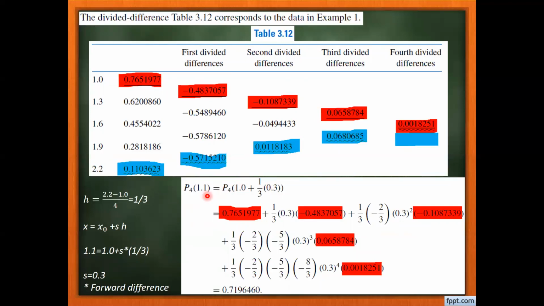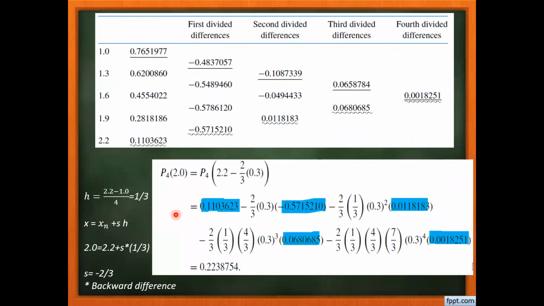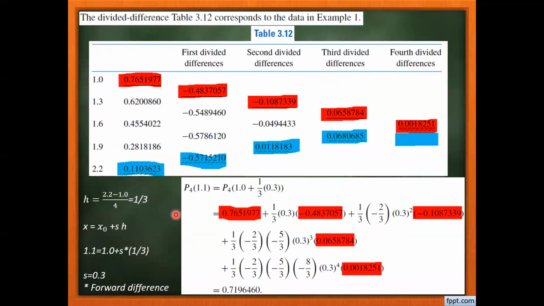Now, we're going to discuss two examples. In one, we are going to calculate the value at 1.1, and in the other, we are going to calculate the value at 2.0. To calculate the value at 1.1, I can see that this lies in the beginning of the table. So, as per our discussion, I will prefer to use the forward divided difference interpolation rather than the backward divided difference interpolation, because the missing value lies in the beginning of the table.